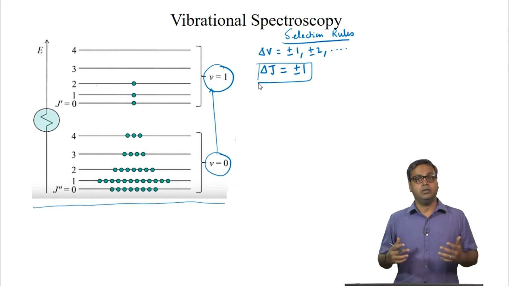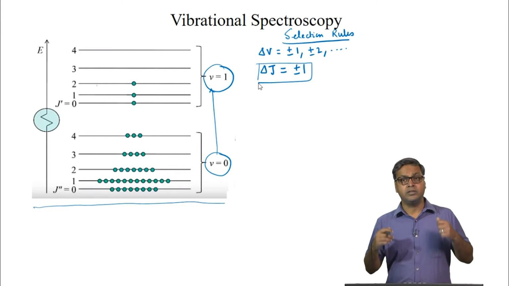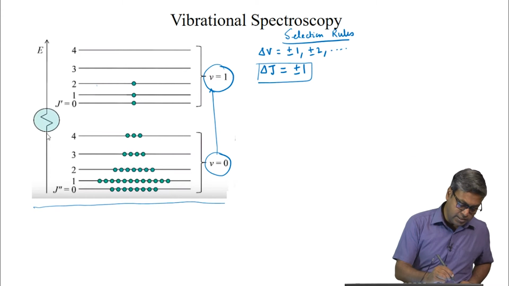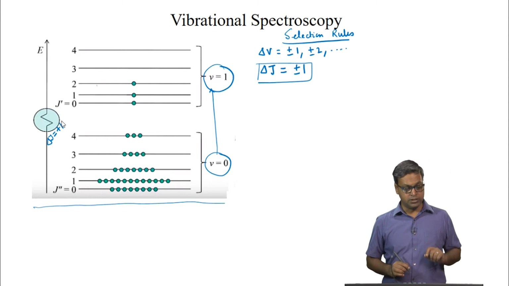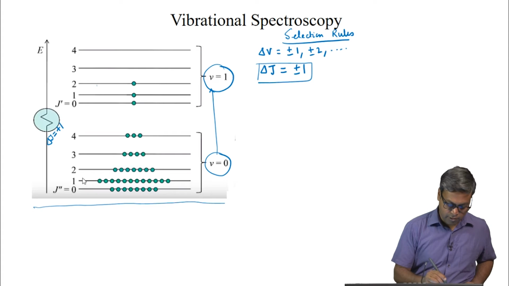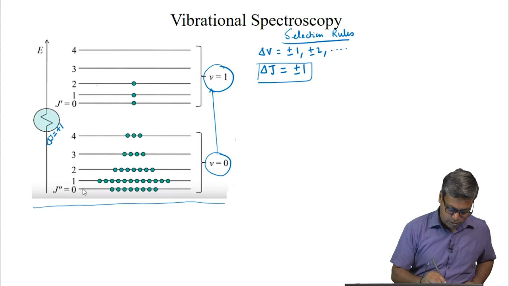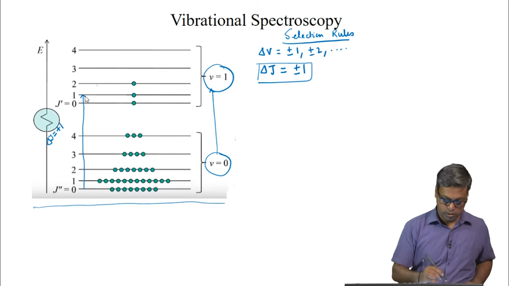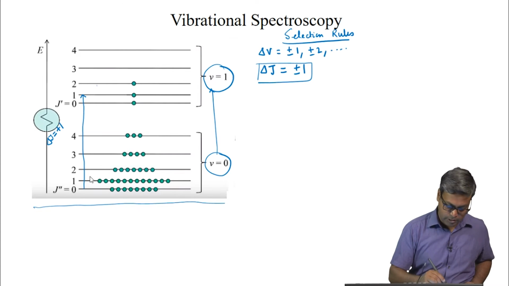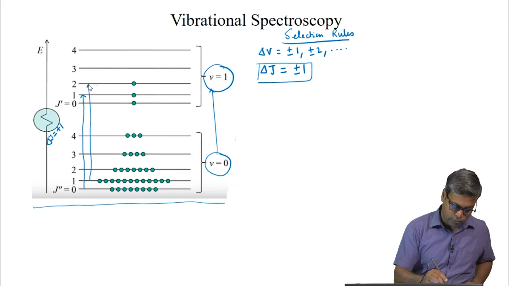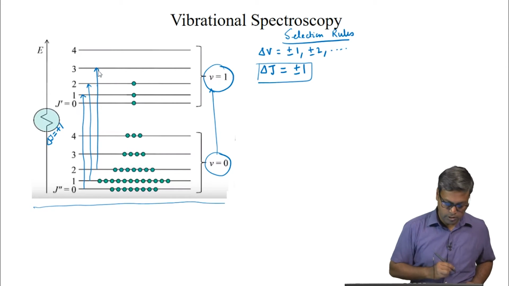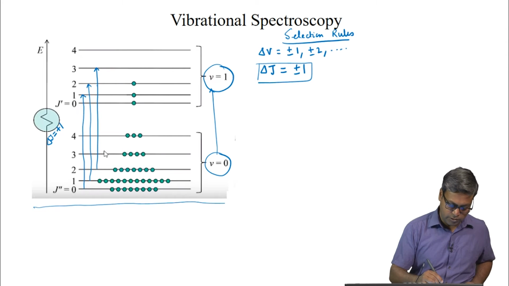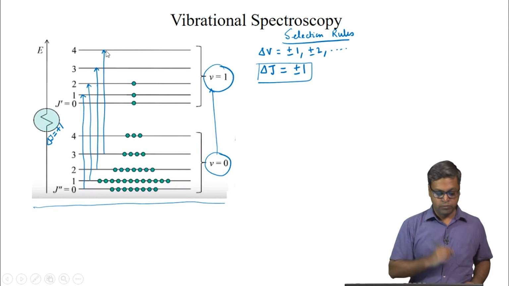So, what does this mean? This means I can get transitions where delta J equals plus 1. That means, I can get transitions from V equals 0, J equals 0 to V equals 1, J equals 1. I can get transitions from J equals 1 to J equals 2, also from J equals 2 to J equals 3 and from J equals 3 to J equals 4.